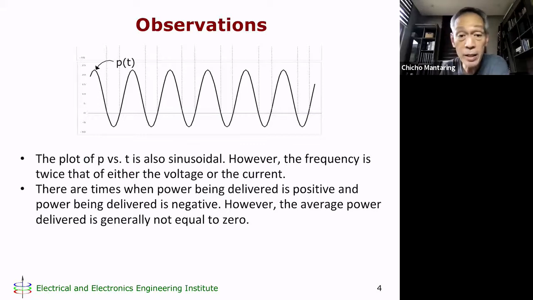There are times when the power being delivered is positive, and there are times when the power being delivered is negative. So if you take a look here, in this particular area here, the power being delivered is negative. On the other hand, from here to here, the power being delivered is positive.